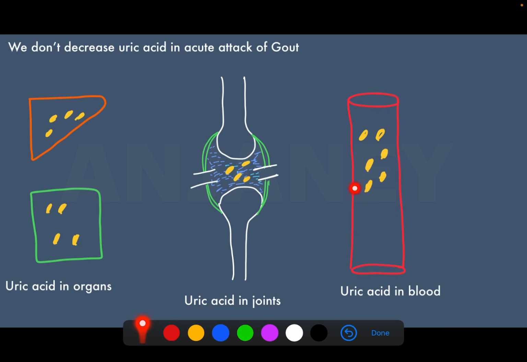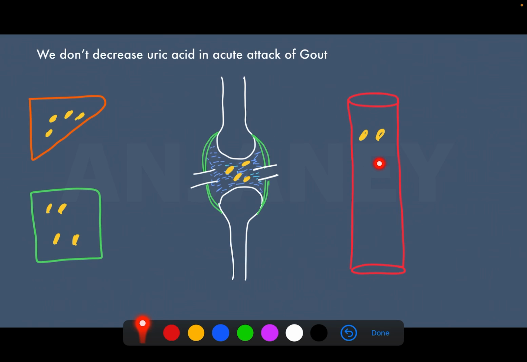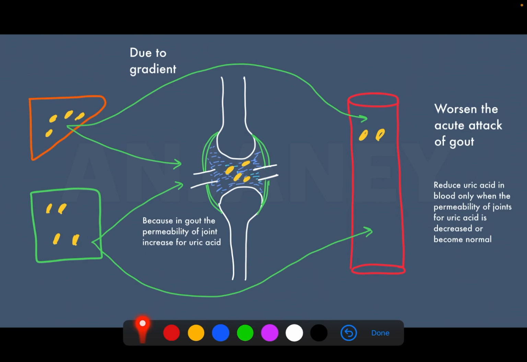Now if you try to reduce this uric acid in the blood, there is a gradient, right? These organs are also having uric acid. There is a gradient so that uric acid is going to move from here to the blood vessels. So when they move into the blood vessel, some of the uric acid from these organs is deposited in these joints also. Why? Because there is increased permeability of the joints for uric acid. So in the process of reaching the blood vessels in the body circulation, it is going to be deposited inside the joint also, so the acute attack is worsened.